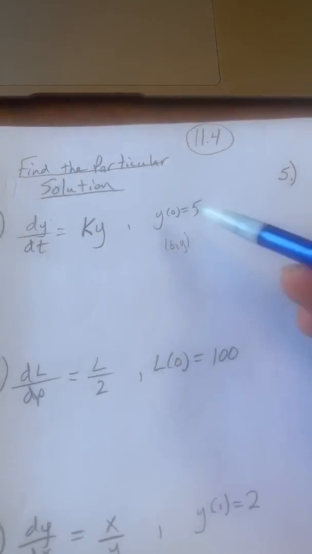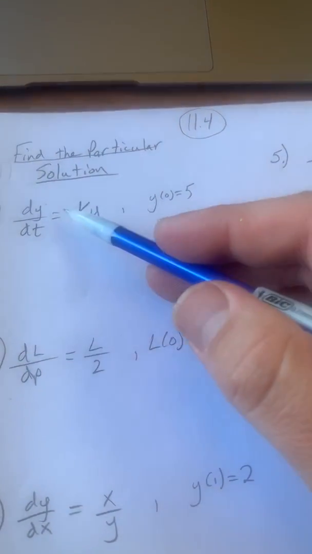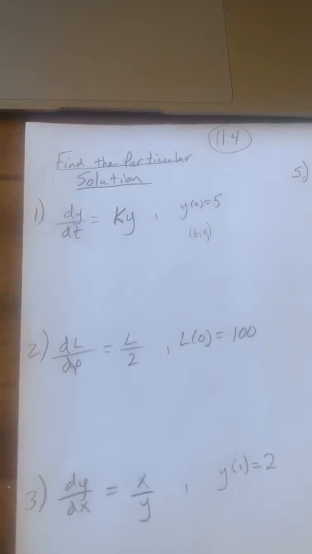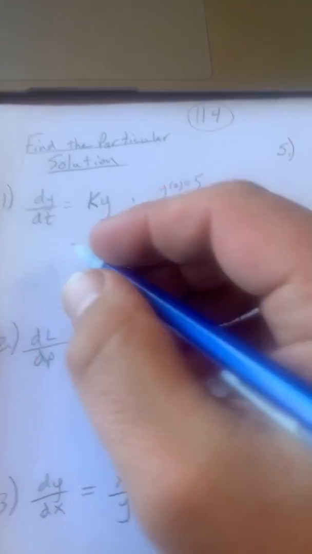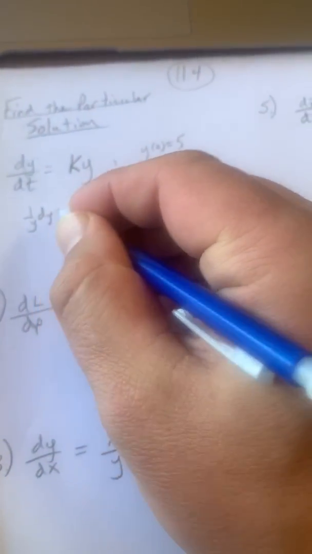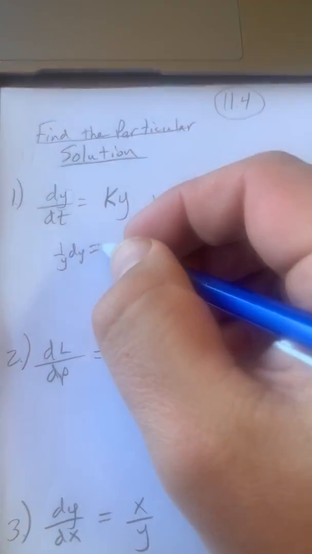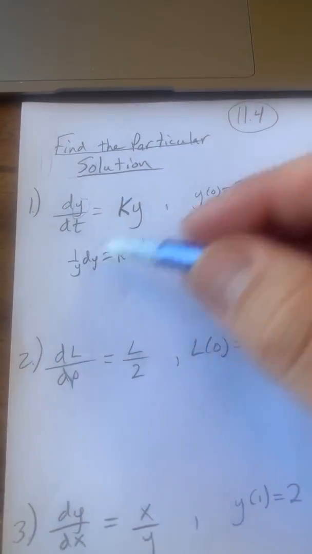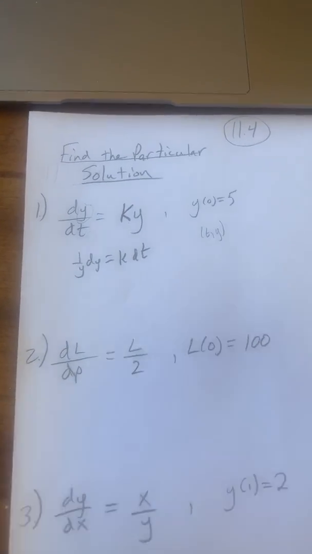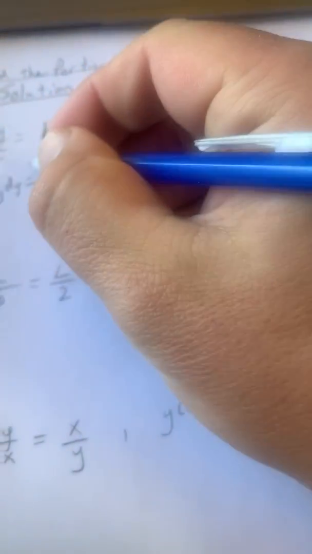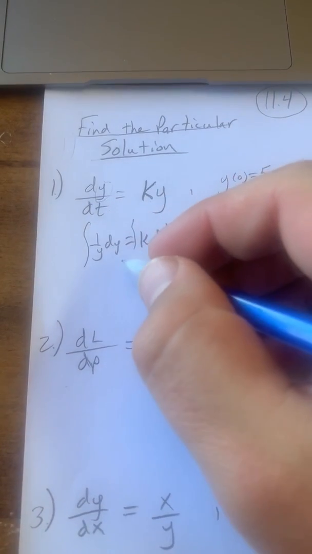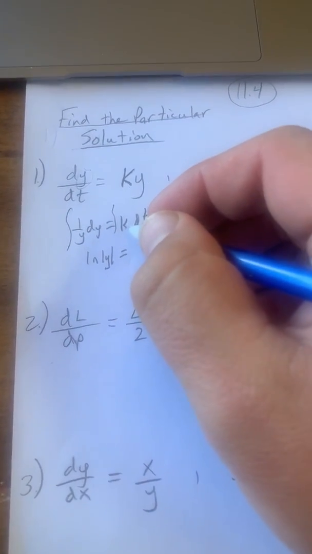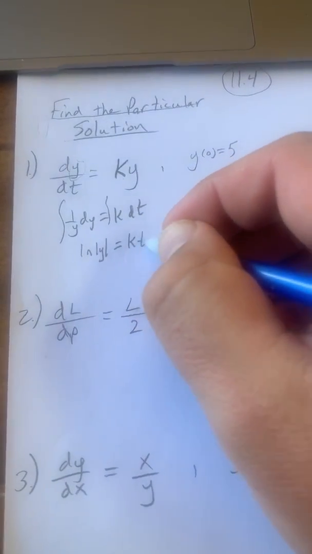So when they ask us for a particular solution, they're asking us to find this variable equals, so y equals. How we're going to do that is we're going to separate variables. So we're going to multiply y over here, so we get 1 over y dy. We're going to multiply dt over here, so we get k dt. Now we have the sides in terms of one variable, so that allows us to integrate. The antiderivative over here is natural log of the absolute value of y. The antiderivative of the number k is going to be kt plus c.